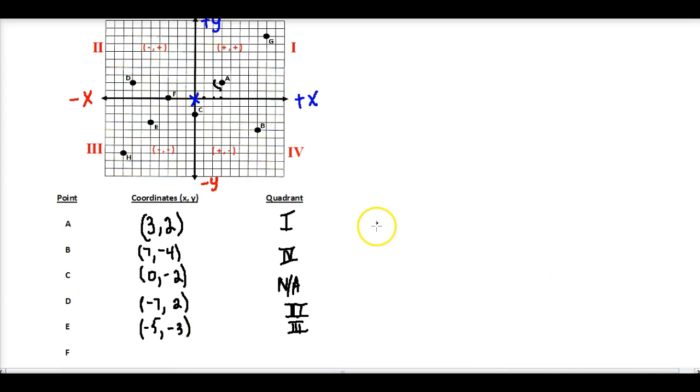Now, one thing I do want to reiterate here is that we are writing the coordinates with parentheses versus writing it this way.